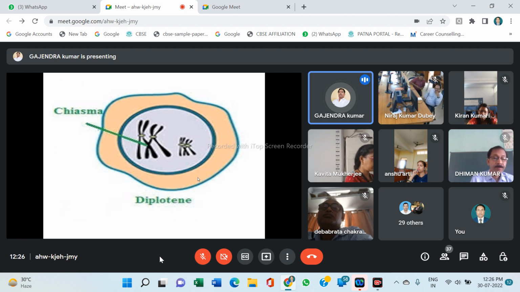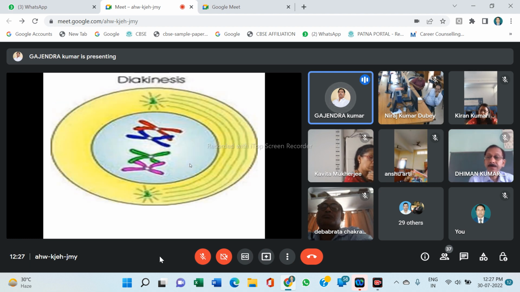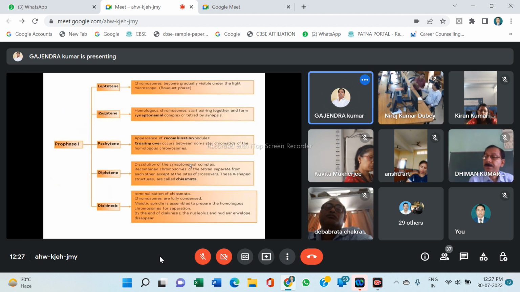This is chiasmata formation, and just after pachytene, the diplotene stage is observed. In the diplotene stage, we can find that the separation starts, meaning the chromosomes that crossed over start to separate, in diplotene and diakinesis, completely segregated.